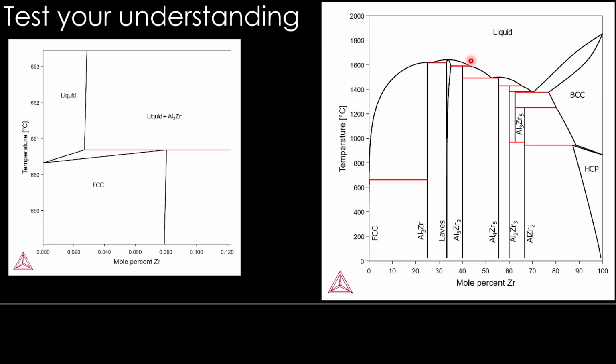The third horizontal line that we see is a peritectic reaction. Liquid on one side, solid on the other side. So Laves phase and liquid, the two combine to give this line compound. This is the new solid that is forming in the peritectic reaction. The new solid is Al3Zr2, right?